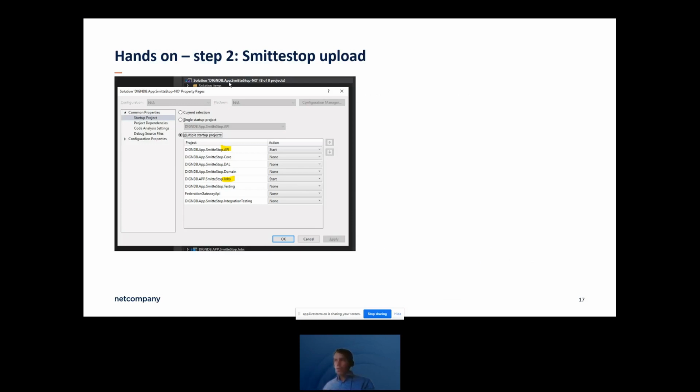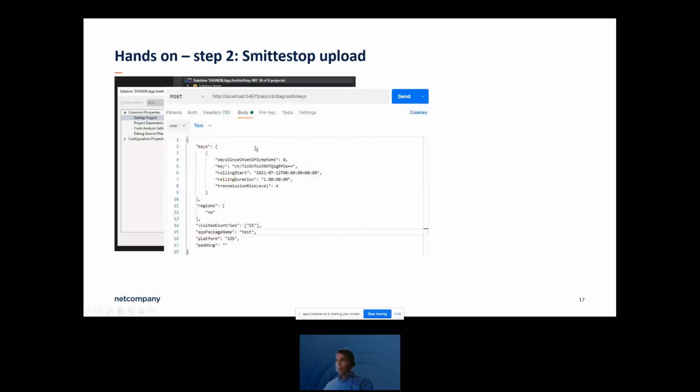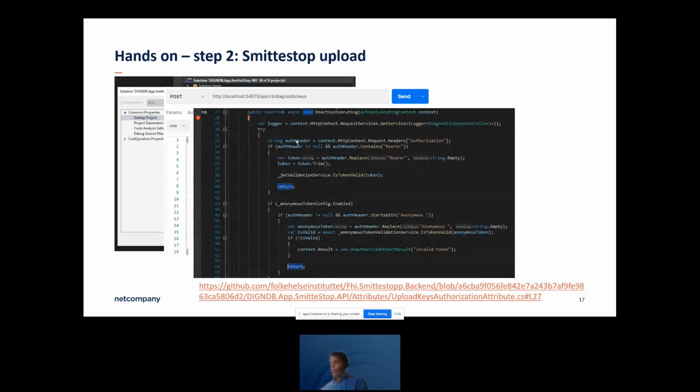So if you want to experiment with this, all you need basically is the verification solution, clone it from GitHub, the backend solution, clone it from GitHub, and then Postman. And you should then make sure that you have multiple startup projects and start the API and the jobs if you want to see the whole solution working. In this case, we are only looking into the API. So this is how the body is supposed to look like. And we'll be looking into this attribute that I showed you earlier.